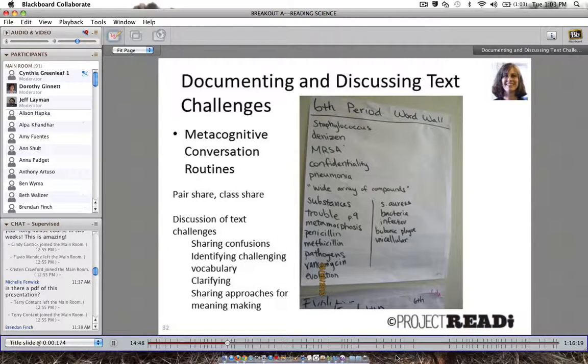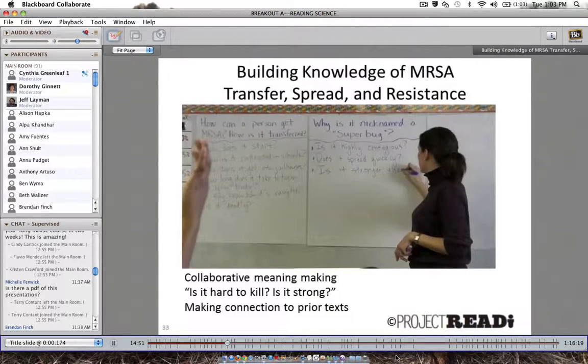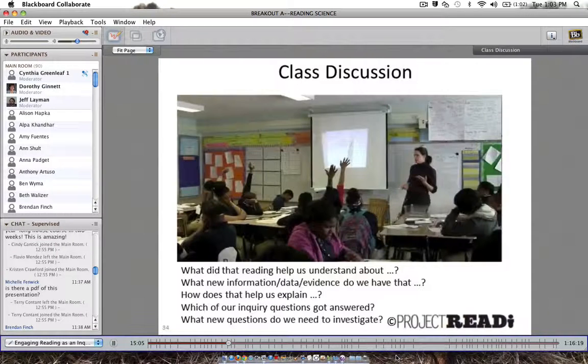Next slide. Collaboration is the other constant. Students are constantly working together to make meaning of the text and of the science simultaneously. Lots of documentation of student ideas going on as well. Next slide. Class discussions draw out students' emerging ideas and questions instead of what is more common, which is asking students to rehearse and recite facts drawn from the text or from prior lessons. So here, the questions are about what that reading helped us understand, what new information we're acquiring as we read, and so forth.